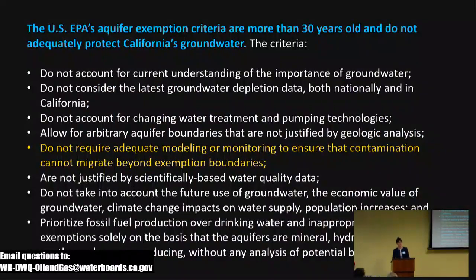So in our view, the aquifer exemption criteria, which are more than 30 years old, do not adequately protect groundwater, including California's groundwater. The criteria don't account for our current understanding of the importance of groundwater. They don't consider the latest groundwater depletion data, both nationally and in California. They don't account for changing water treatment and pumping technologies. They allow for arbitrary aquifer boundaries that are not justified by geologic analysis. Again, critically for this point, they don't require adequate modeling or monitoring to ensure that contamination won't migrate beyond the exemption boundary. They're not justified by scientifically based water quality data.